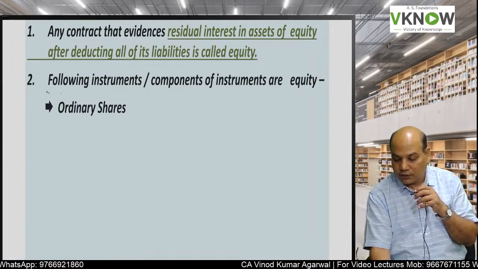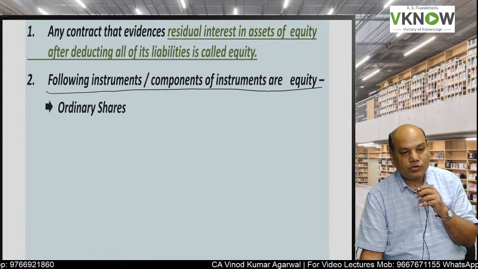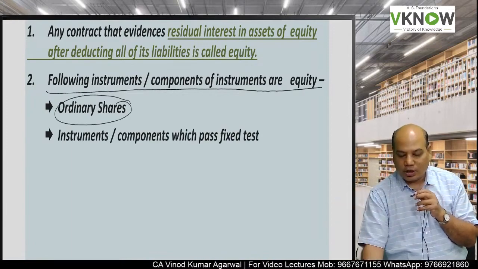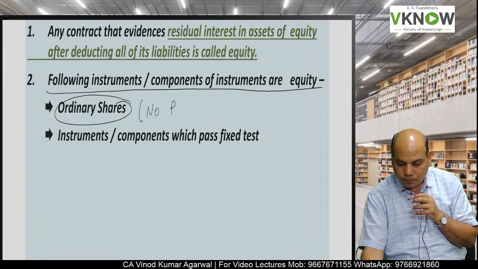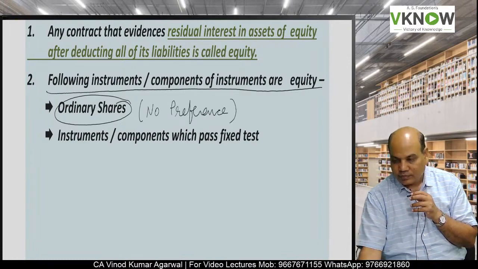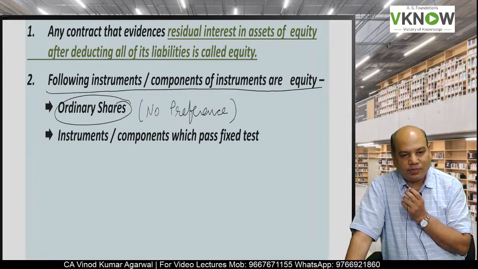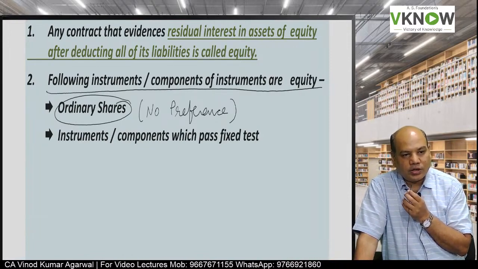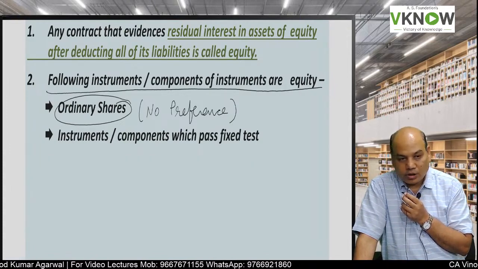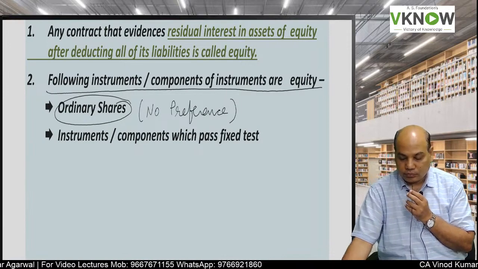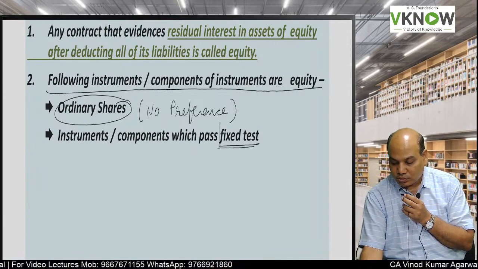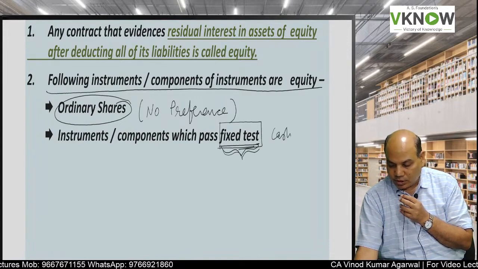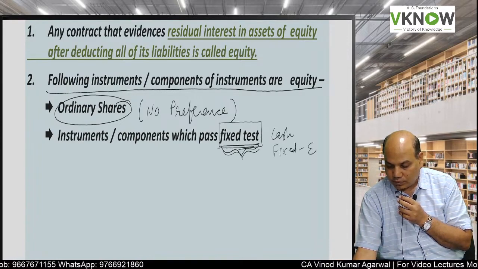So now the question is, what are the financial instruments or components of financial instruments which will be treated as equity? One is ordinary share. Don't write equity share, write ordinary. Ordinary share means no preference of any kind, whether it is payment of dividend or redemption or anything, then it is called an ordinary share. Ordinary shares are equity instruments. Then second are those instruments or components which pass the fixed test, which means a fixed amount of cash will be received against a fixed number of equity shares.